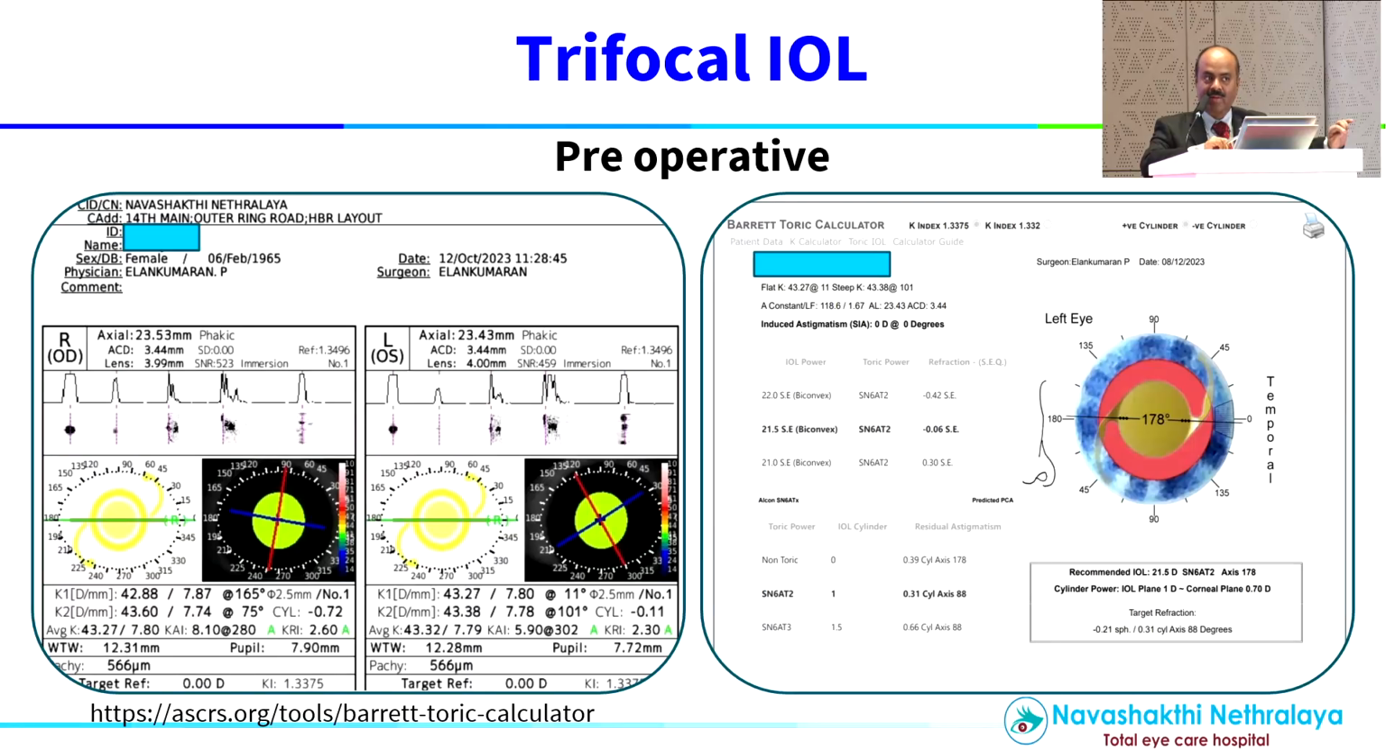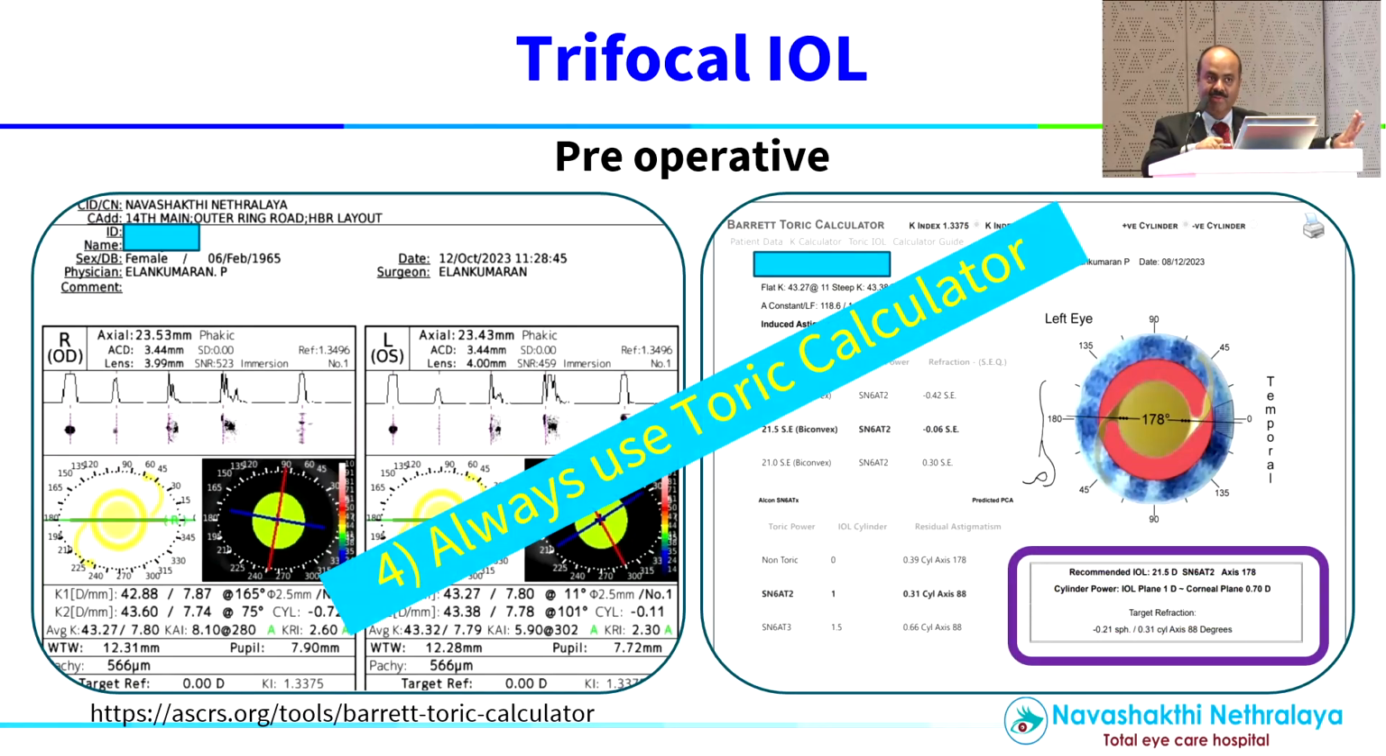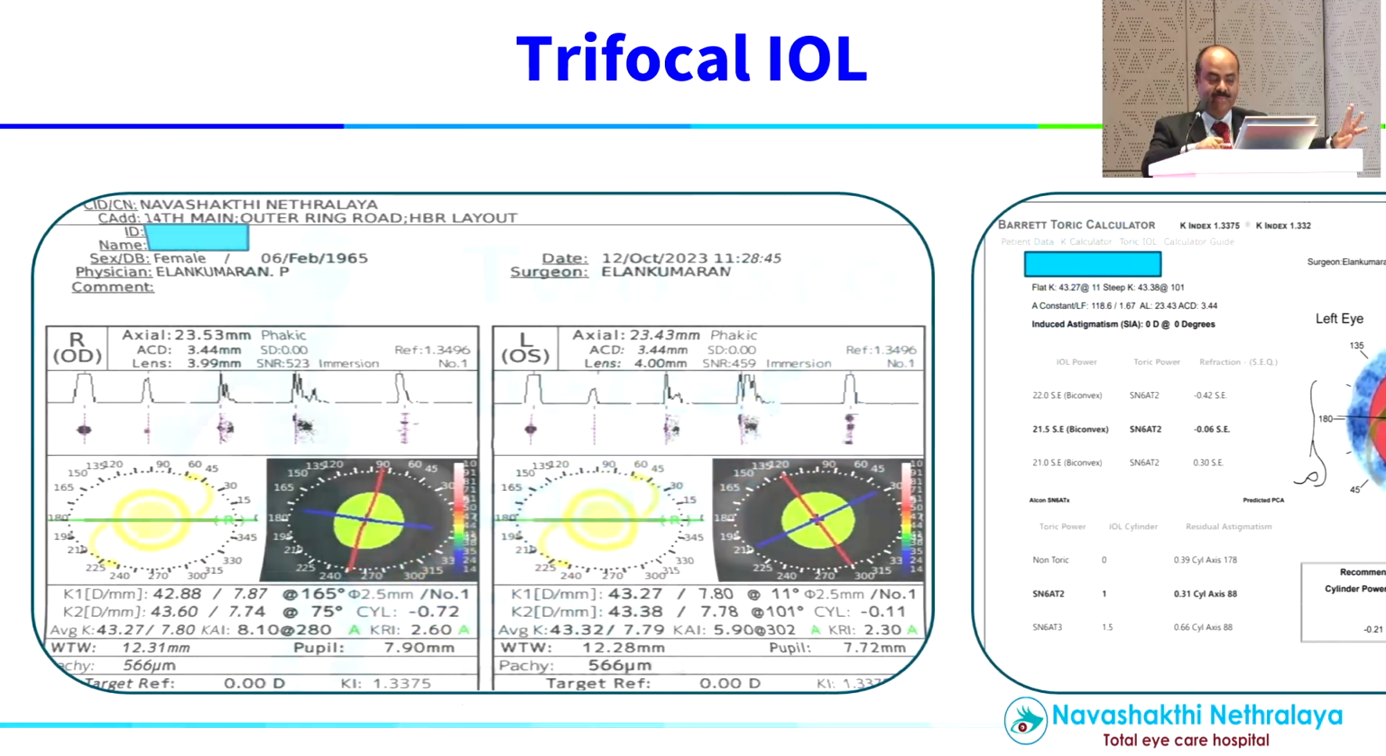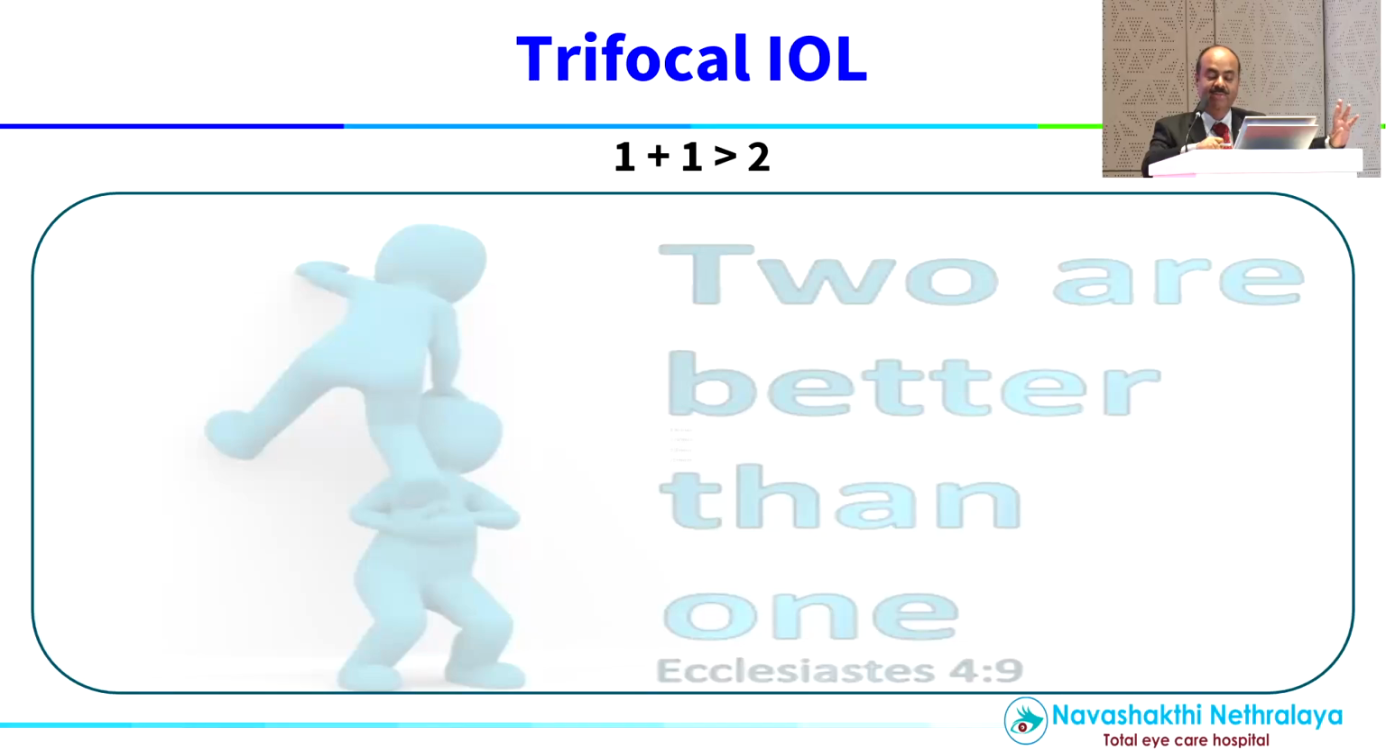So, in all cases, please use the Barrett toric calculator, whether on your optical biometer or online, and then decide whether to use toric lenses or not. This is for advanced IOLs. I'm not talking about budgeted monofocal IOLs, if you are using advanced IOLs.